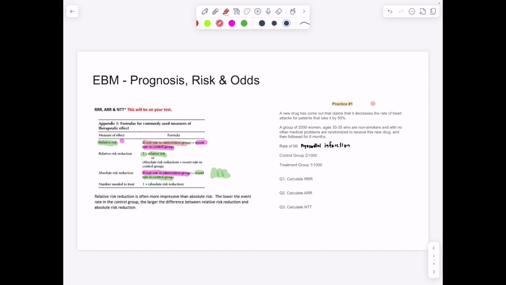And then we have number needed to treat, which is 1 divided by the absolute risk reduction. So we are told that the relative risk reduction is often more impressive than absolute risk. The lower the event rate in the control group, the larger the difference between the relative risk reduction and the absolute risk reduction. All right, so relative risk reduction is more impressive than absolute risk.